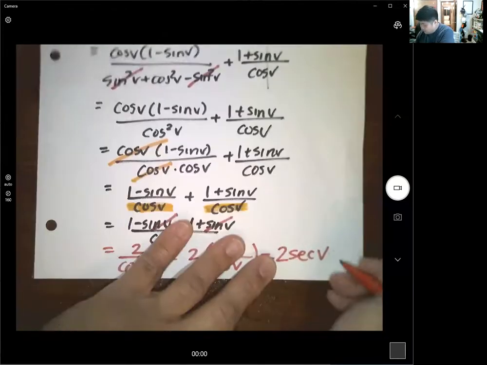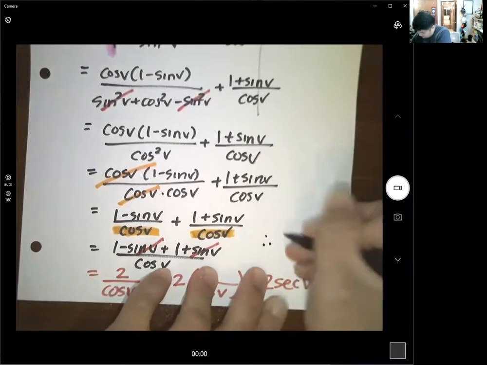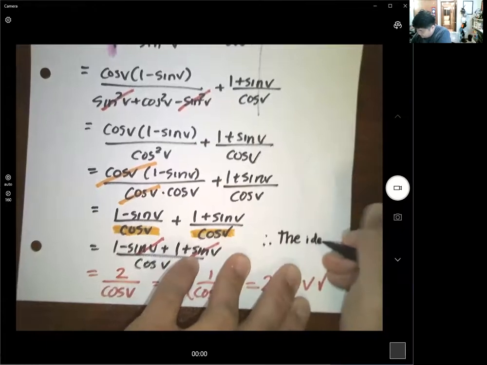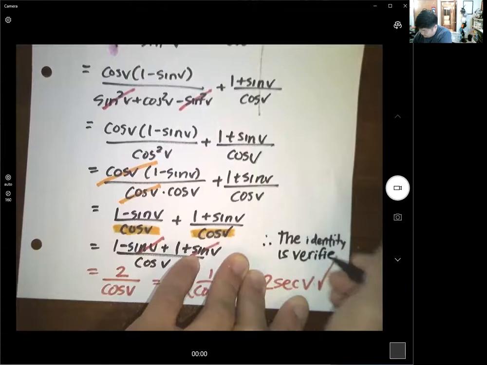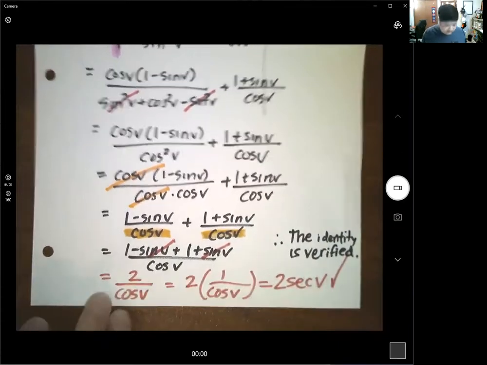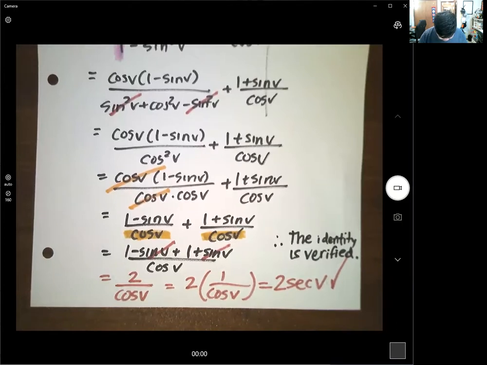And so therefore, the identity is verified because I wanted to show that the original expression was equal to 2 secant of v. So therefore, the identity is verified. All right. So again, there's lots of ways to do this, but this is just one of the ways to go about doing this particular problem here.